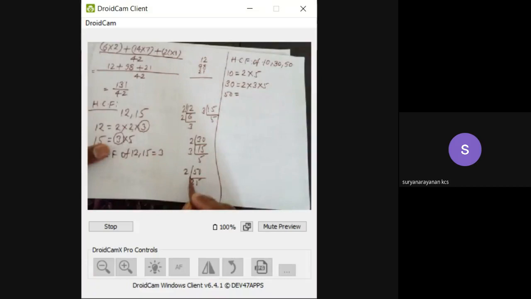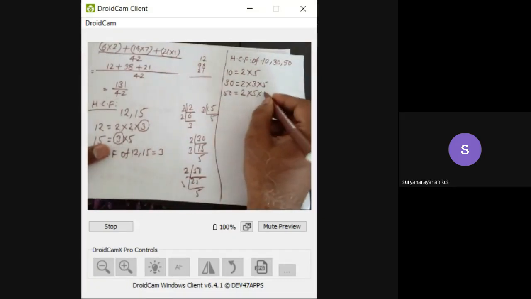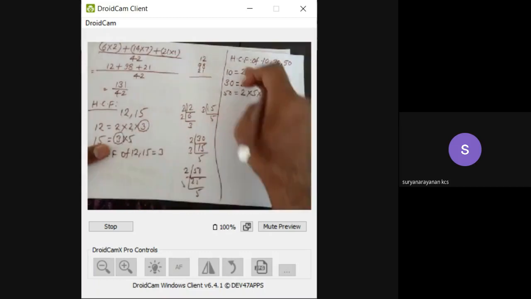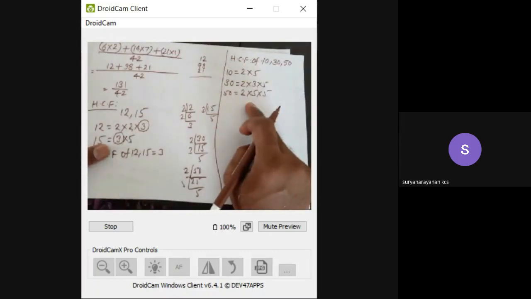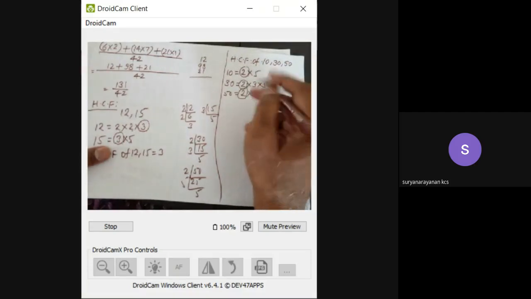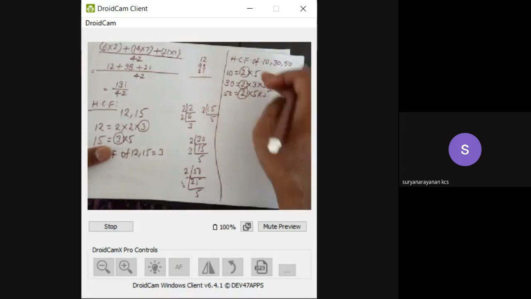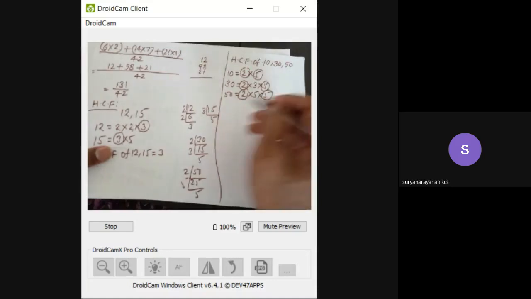Okay, now next to 5 table. So 2 into 5 into 5. In these three lines, round off the common numbers. Here 2 is common, here 2. The number should be in all 3 lines. Here 5 is there, 5 is there, 5 is there. See here, 5, 5, 5.